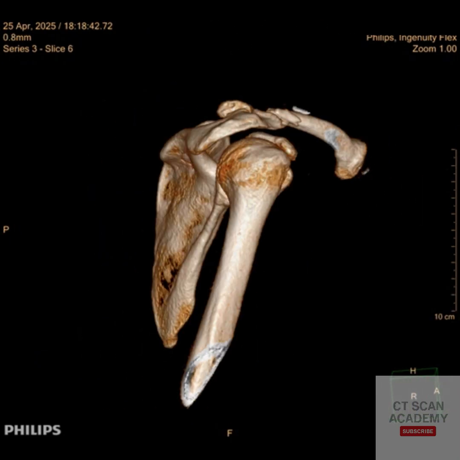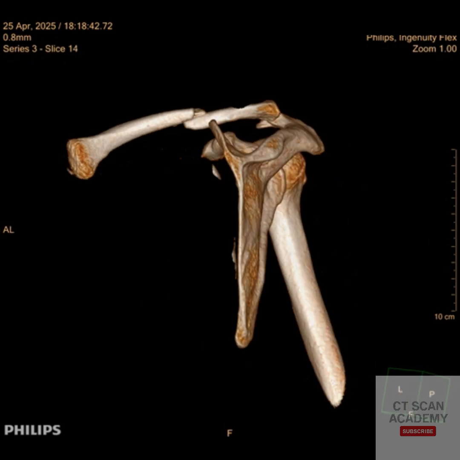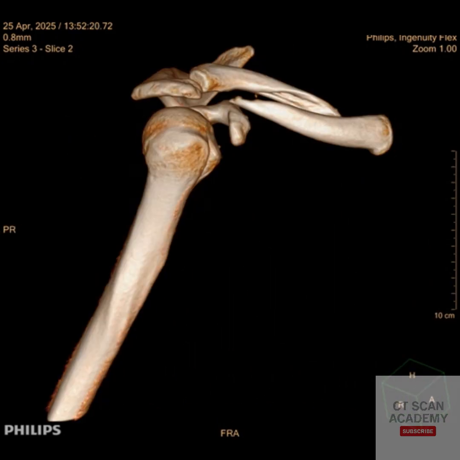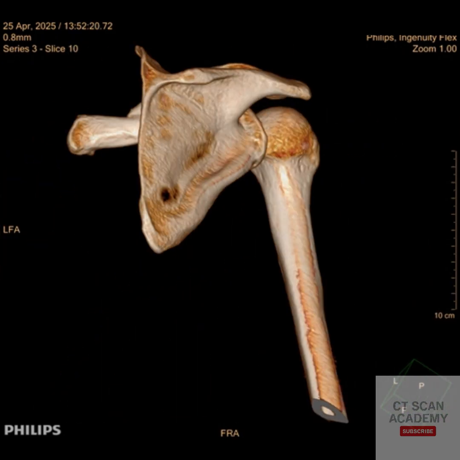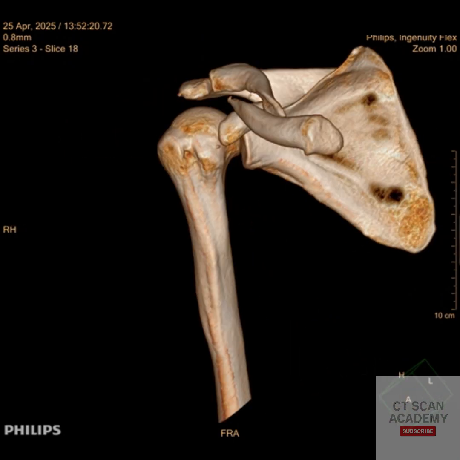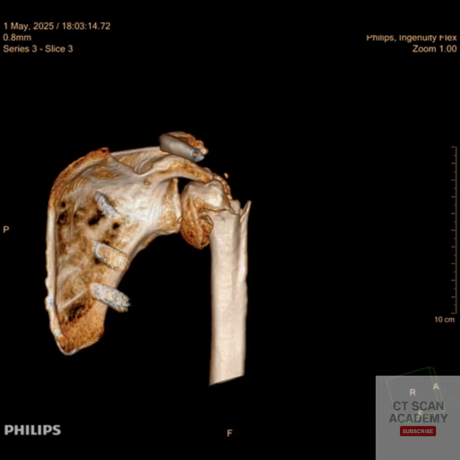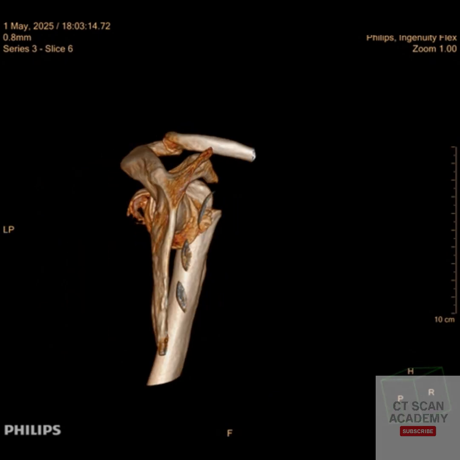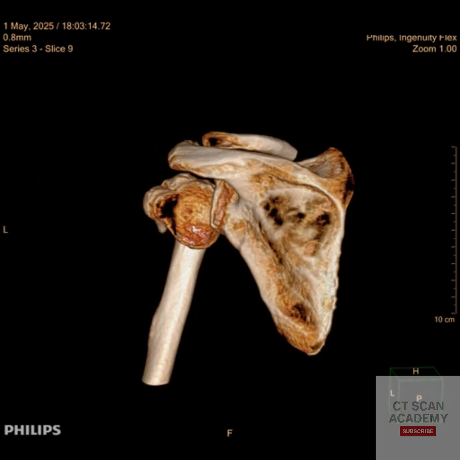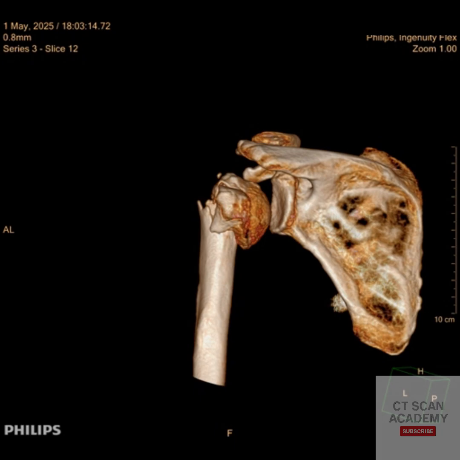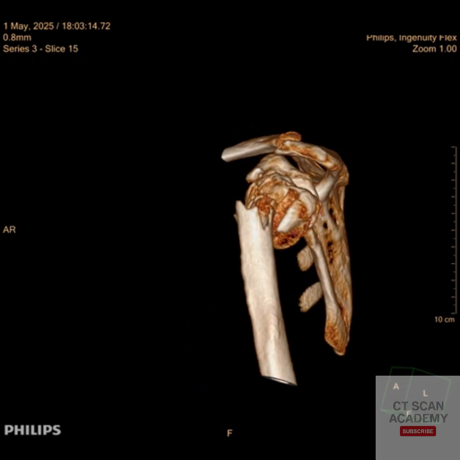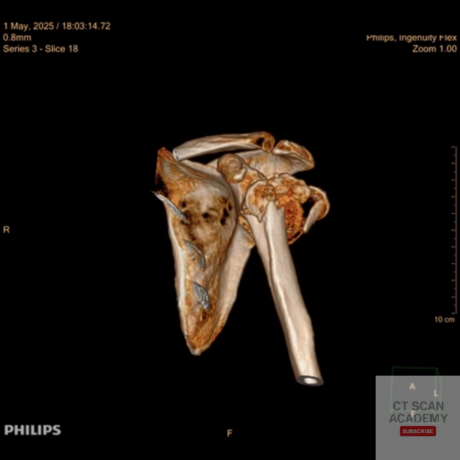A middle third clavicle fracture is the most common type, and clavicle itself is one of the most frequently fractured bones in the body. A surgical neck fracture of the humerus is usually due to osteoporosis, especially in elderly individuals or postmenopausal women, and may occur even after a simple fall.